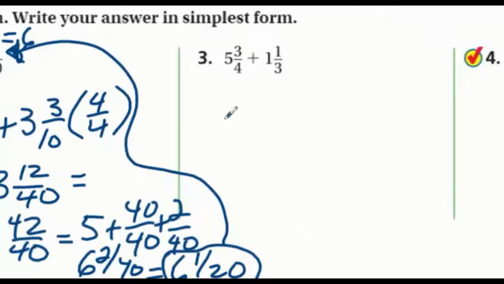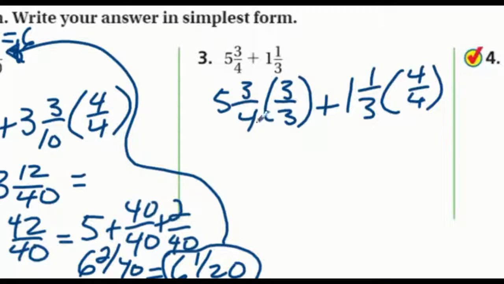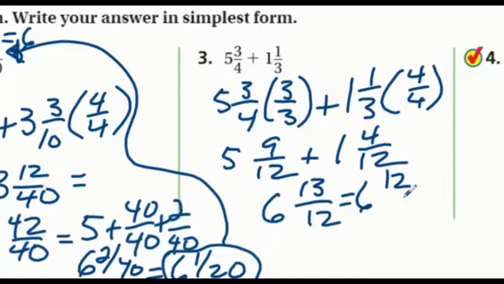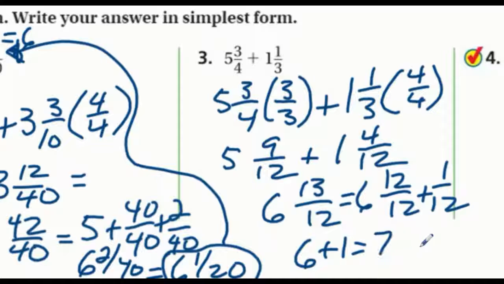Next one. This one here, I recognize 12 right away, so we just do our 5 3/4. Okay, did thirds and fourths, so that way I can get a common denominator. Okay, now I have my common denominator. I can just go ahead and add the whole parts. Now I have 6 13/12. I have another whole in there, so that's going to be equal to 6 12/12, plus there will be 1 left over. So that's going to give me 6 plus 1, which is 7, and 1/12.